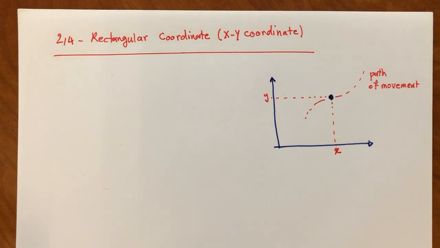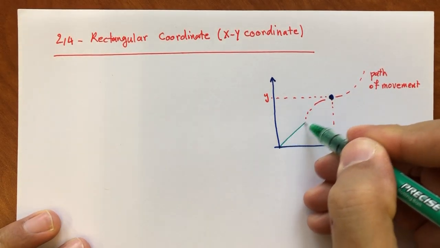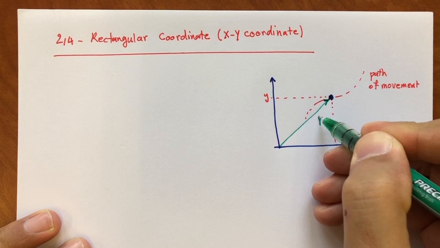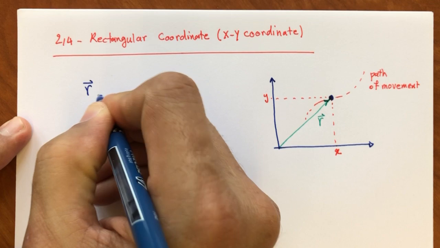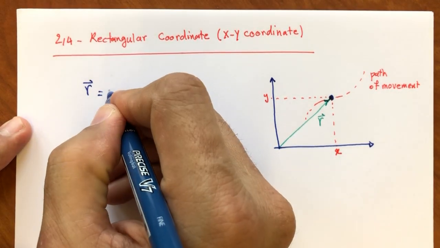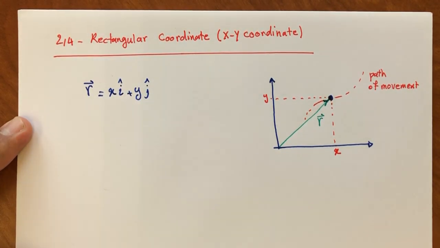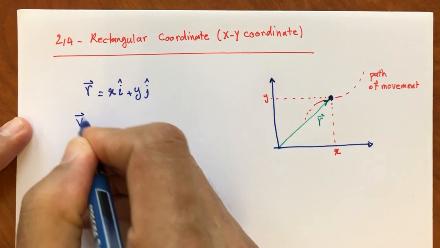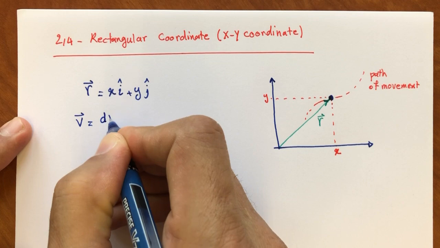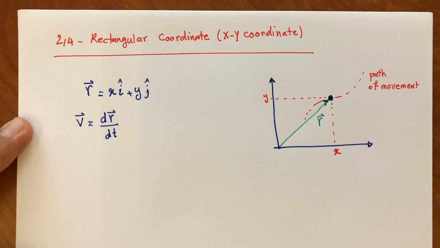So the location of the particle, if I show it with a vector like this r, this r can be written in terms of x and y. The location of the particle, which is r, is equal to x in the I direction plus y in the j direction. Now to find the velocity of the particle, based on definition, velocity is equal to derivative of position with respect to time. So I need to take a derivative of this equation, which is quite simple.